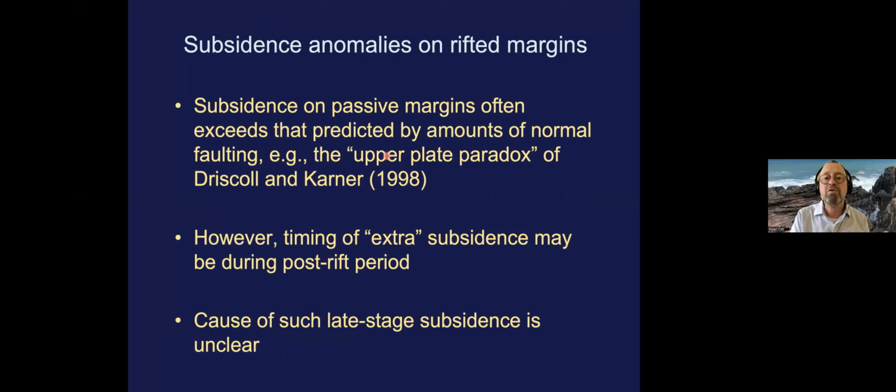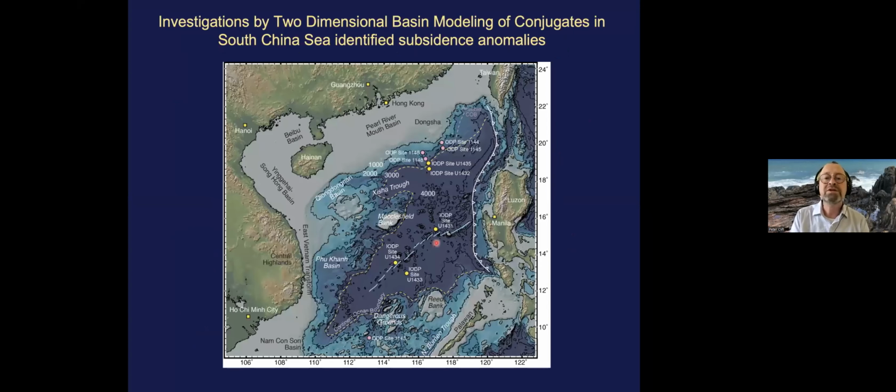So I've got an old model now from Neil Driscoll and Gary Karner, this concept of the upper plate paradox, and that is that passive margins often seem to subside rather more than one would expect based on the degree of their normal faulting. And particularly what I'm going to look at is the amount of extra subsidence and when that happens. So this is my friend the South China Sea, and mostly we're going to be talking about this northern area offshore southern China, offshore essentially Hong Kong, Guangzhou, and more importantly, the mouth of the Pearl River.